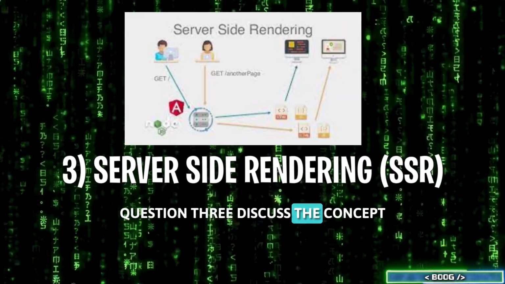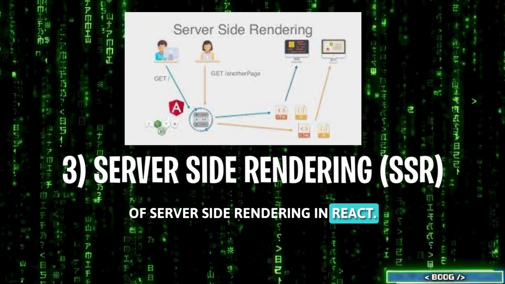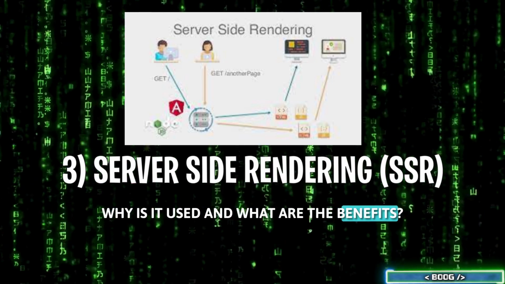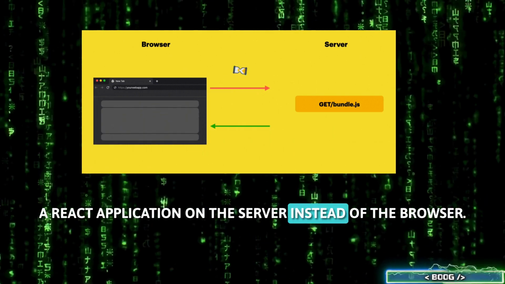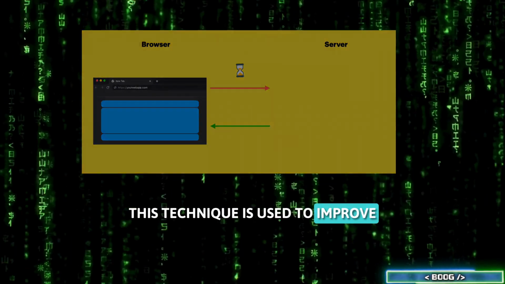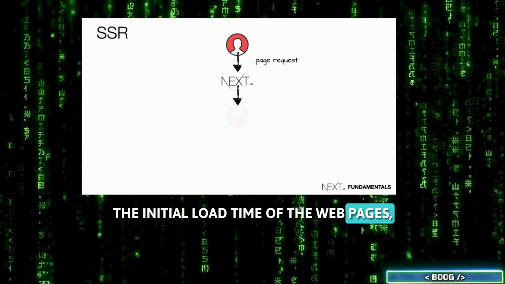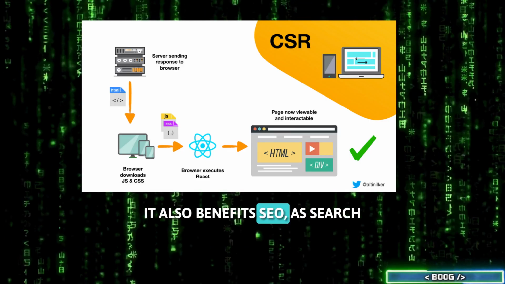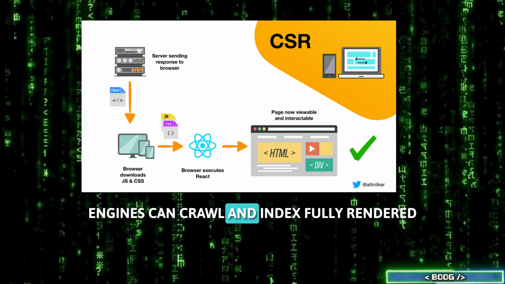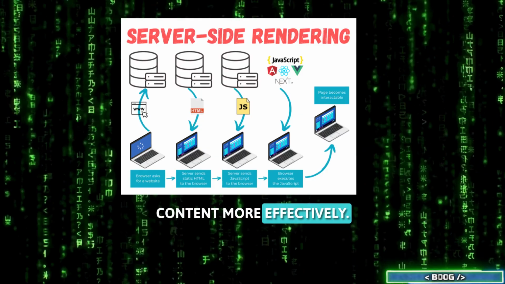Question 3. Discuss the concept of server-side rendering in React. Why is it used and what are the benefits? Server-side rendering is the process of rendering a React application on the server instead of the browser. This technique is used to improve the initial load time of the web pages, making content visible to users faster than before. It also benefits SEO, as search engines can crawl and index fully rendered content more effectively.